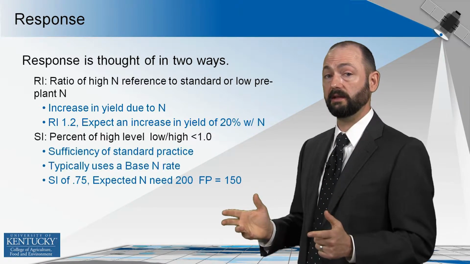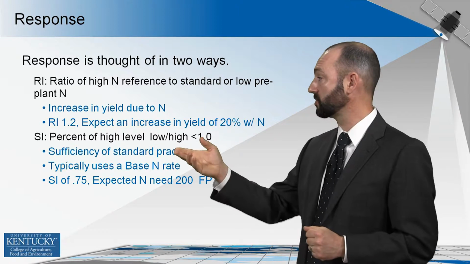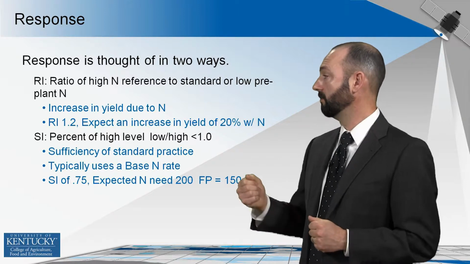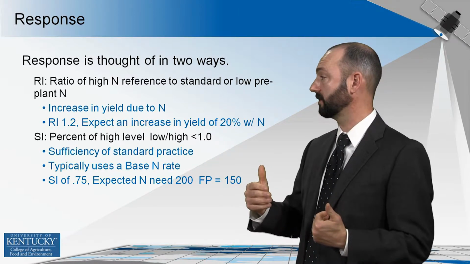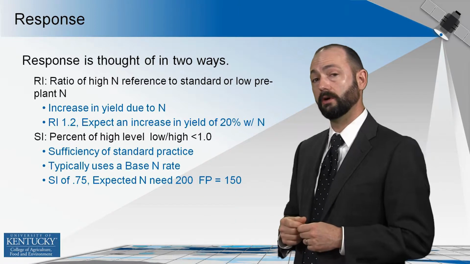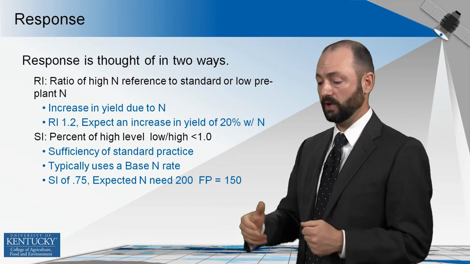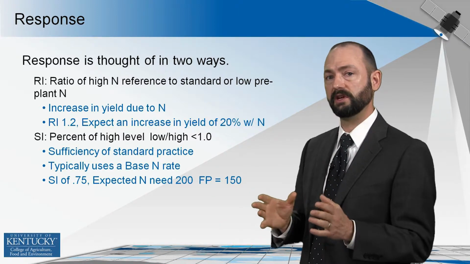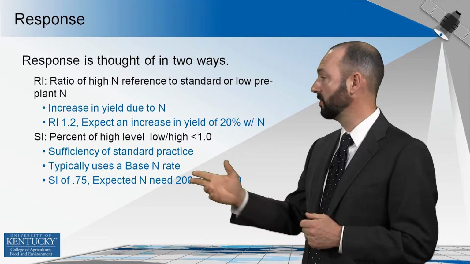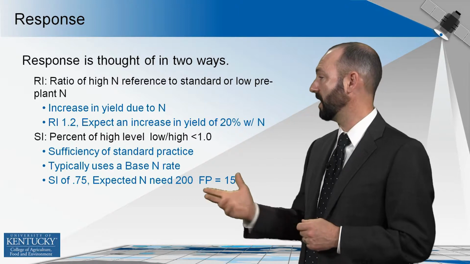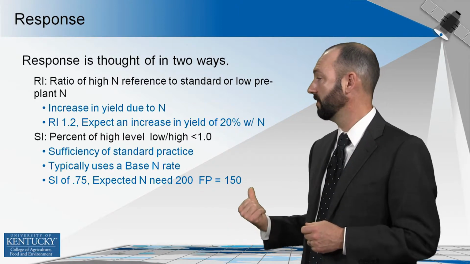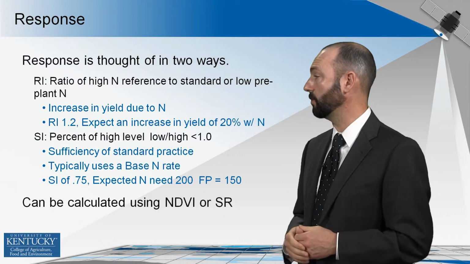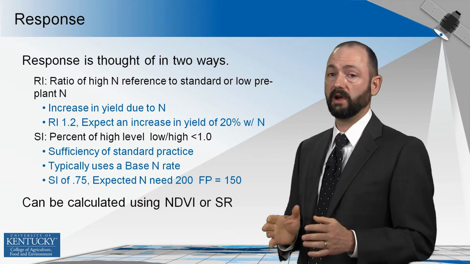A sufficiency index, though, is kind of the inverse of that. It's the percent of the high level over the percent of the low level, and it's always less than 1. So it's the sufficiency relative to the standard practice, and it typically uses the base N rate. So we put that 50 pounds per acre out there, and we go to an area that looks a little yellow or weak, and how does it relate to the good area in the field? How sufficient is it relative to the best areas of the field? So when we look at a sufficiency index of 0.75, and if we had an expected nitrogen need of 200 pounds per acre, then 150 pounds per acre is the farmer practice. It can be calculated with NDVI or the simple ratio.